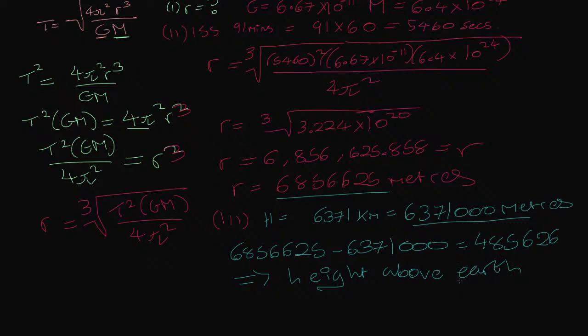Okay, thus the ISS is at a height of 485,626 meters, which is equal to 486 km above the surface of the Earth. That's where the ISS is. Earth's surface.